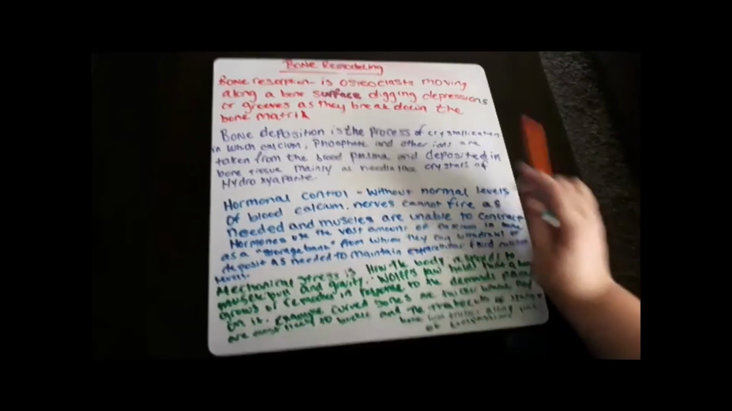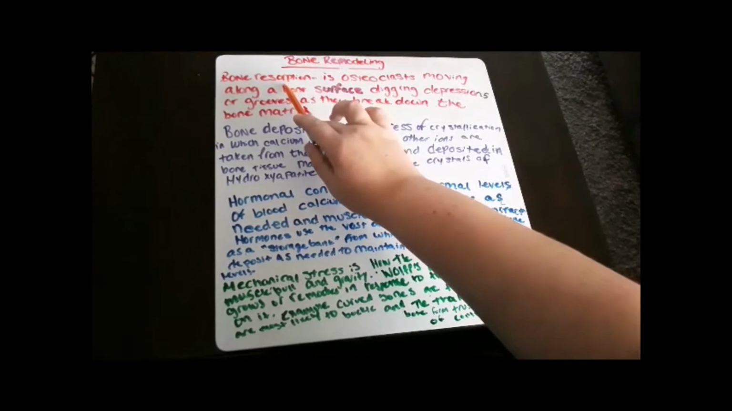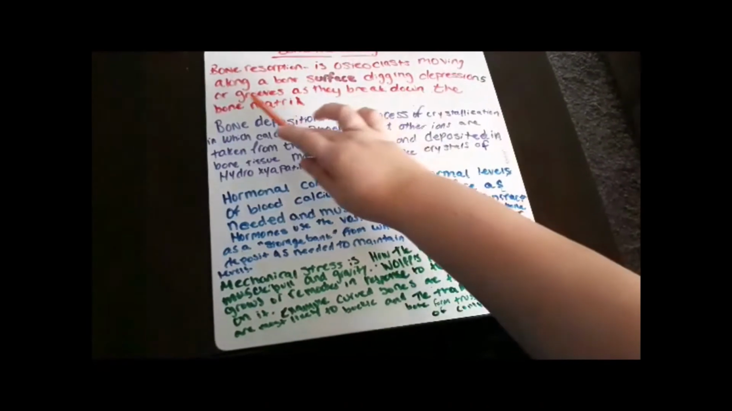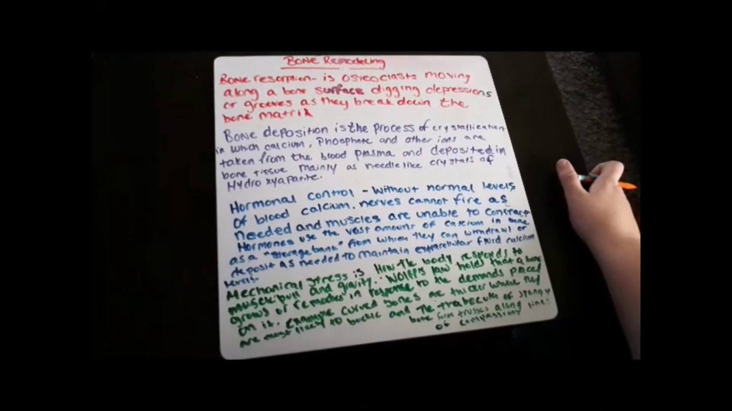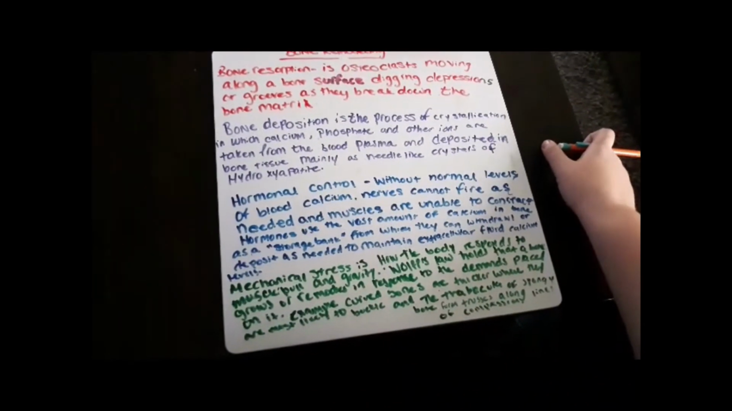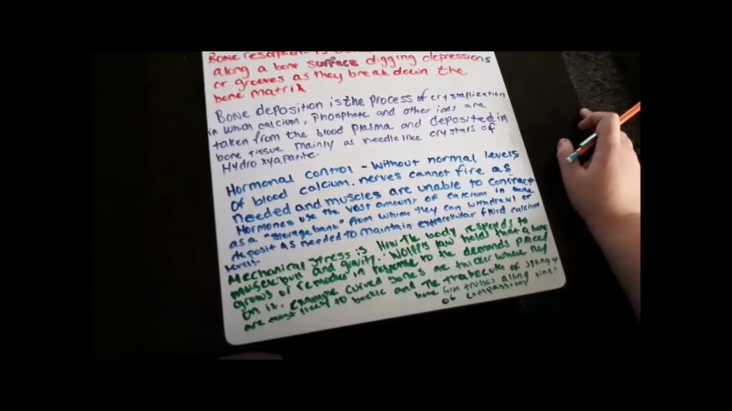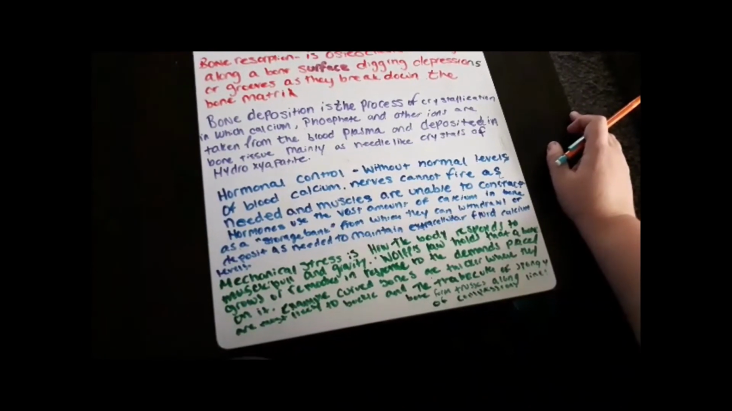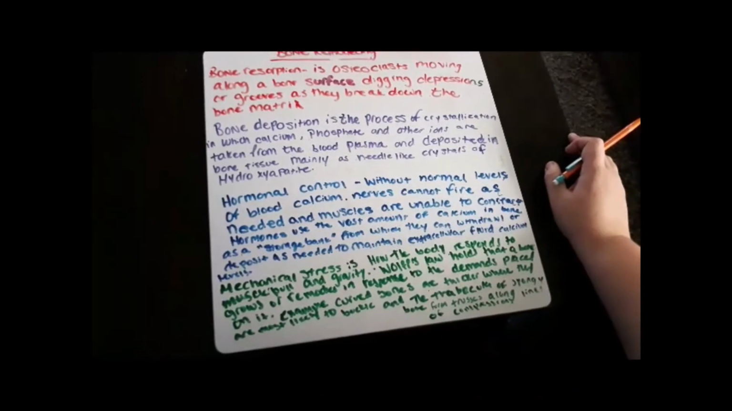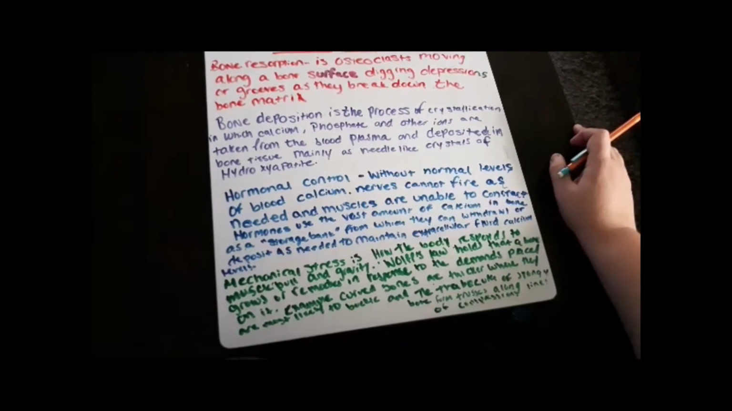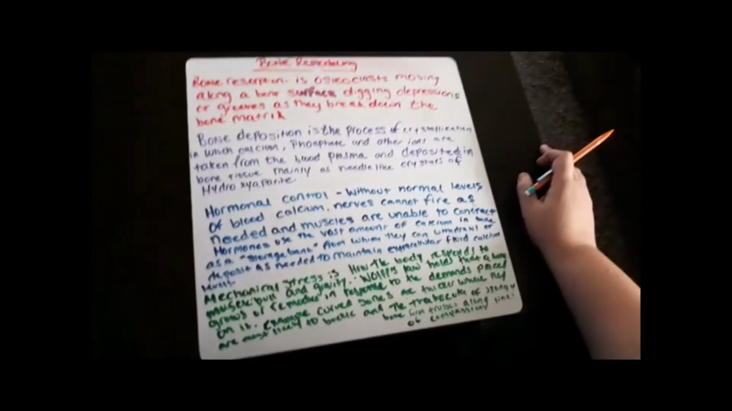Next, we're going to talk about bone remodeling. Bone resorption is osteoclasts moving along the bone surface, digging depressions or grooves as they break down the bone matrix. Next, we have bone deposition. It's the process of crystallization in which calcium phosphate and other ions are taken from the blood plasma and deposited in the bone tissue, mainly as needle-like crystals of hydroxyapatite.